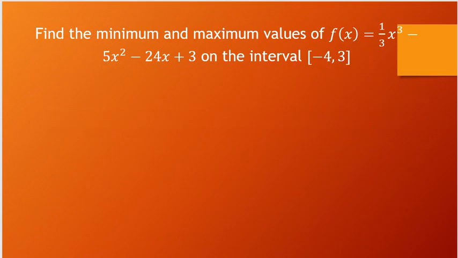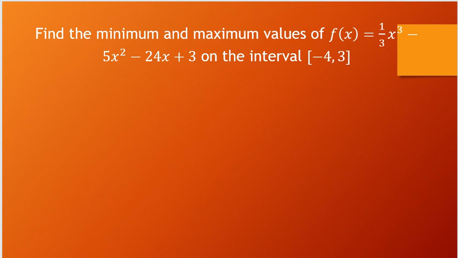We're going to find the minimum and maximum values of 1/3 x cubed minus 5x squared minus 24x plus 3 on the interval [-4, 3]. So step 1, make sure that both hypotheses are satisfied. Do we have a closed and bounded interval? Yes, we do. Both endpoints, -4 and 3, are real numbers, and the bracket on each of these endpoints is a square bracket.